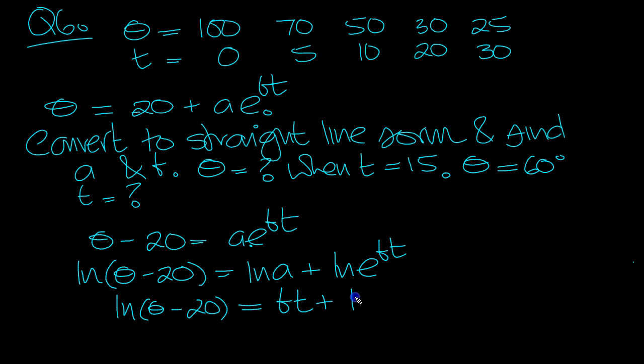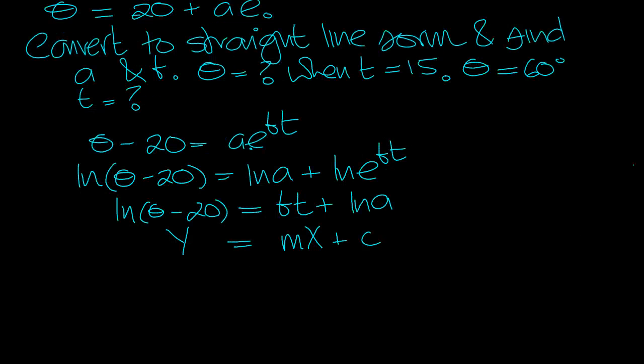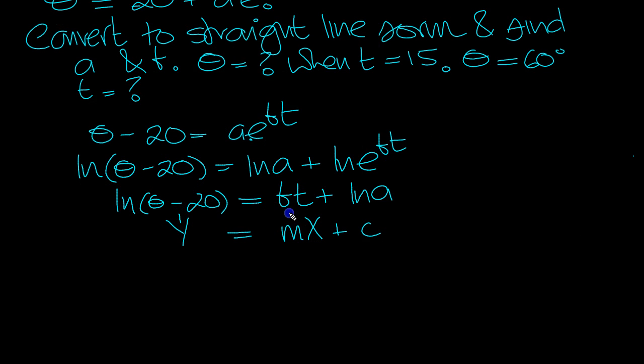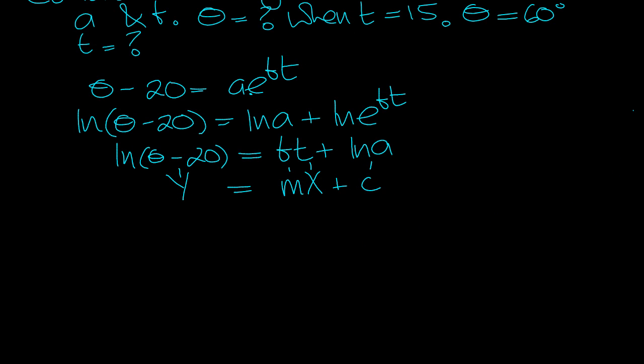So we've got ln(theta minus 20) is equal to, the bt comes down, bt log e plus the log a. Log e is 1, so bt plus the log a. So y is equal to mx plus c. We've got all the correspondences here, haven't we? There's x and y and m and c. Yeah, that's fine. So we now need our data.